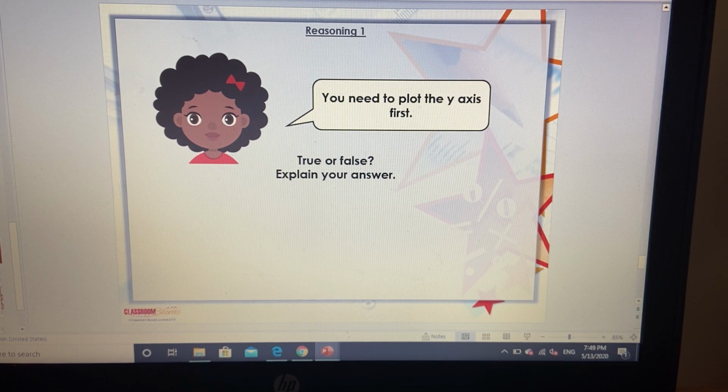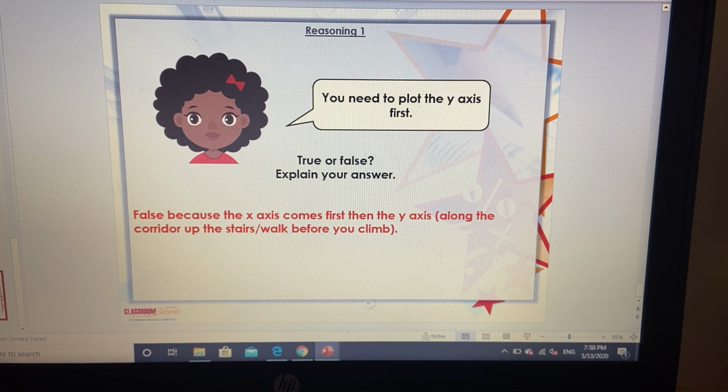Now for our reasoning problem, it says we need to plot the y-axis first. So have a think about what I've been saying. When we write our coordinates, which axis do we start with? So have a think about that, and is this true or false? Well, actually, it's false. And the reason it's false is because the x-axis comes first and then the y-axis. So remember, we go along the corridor and then up the stairs, or you walk before you climb.